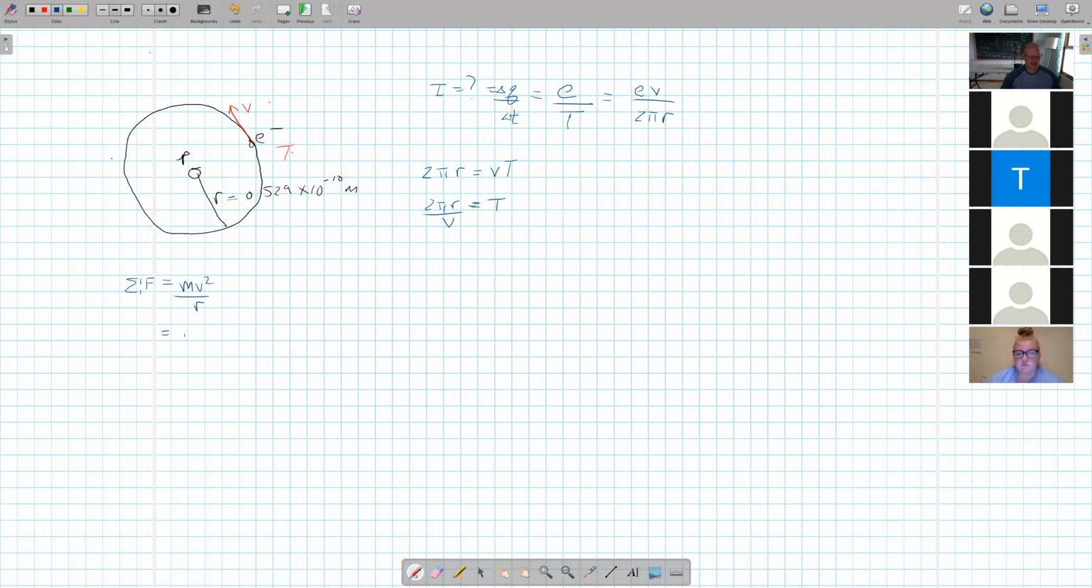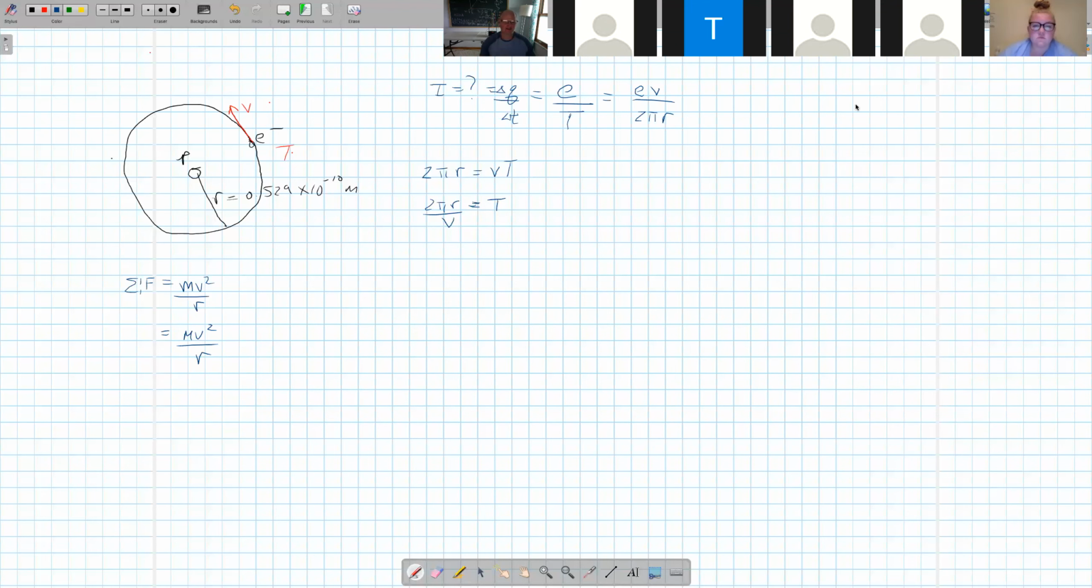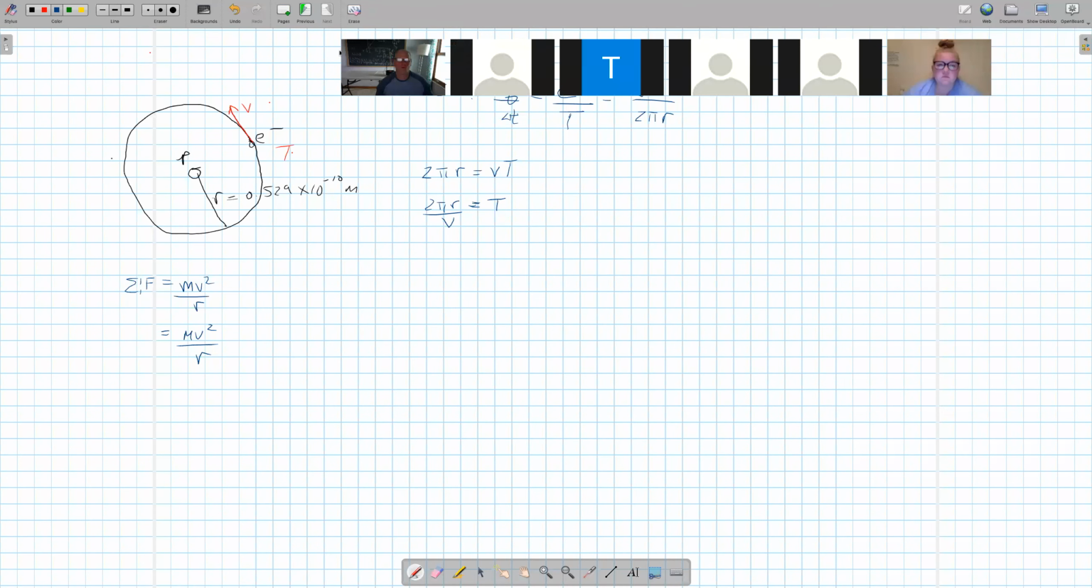Now, the next question is, what type of force is holding the electron in orbit around the proton? Is it gravitational force? Is it magnetic force? Or is it electric force? So what type of force is causing our electron here to move in uniform circular motion? So what do you think? Is it gravitational, magnetic, or electric? Those are our 3 options.